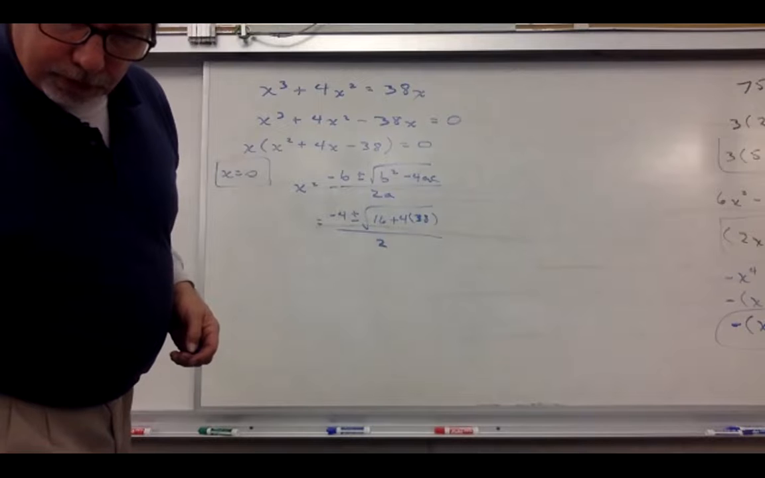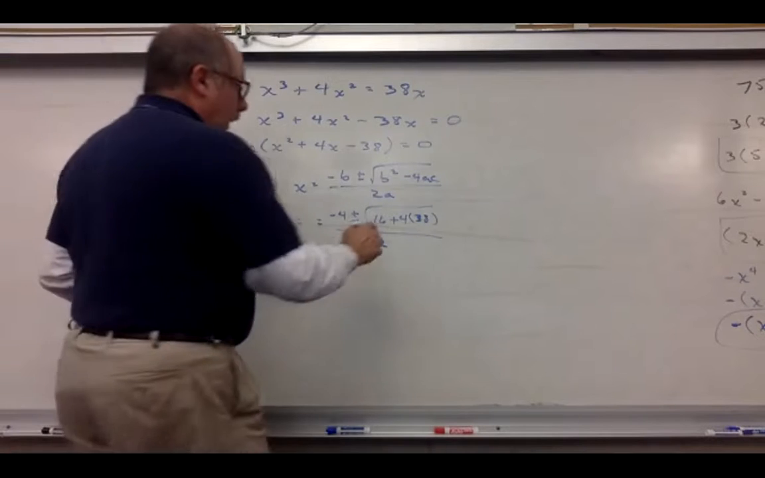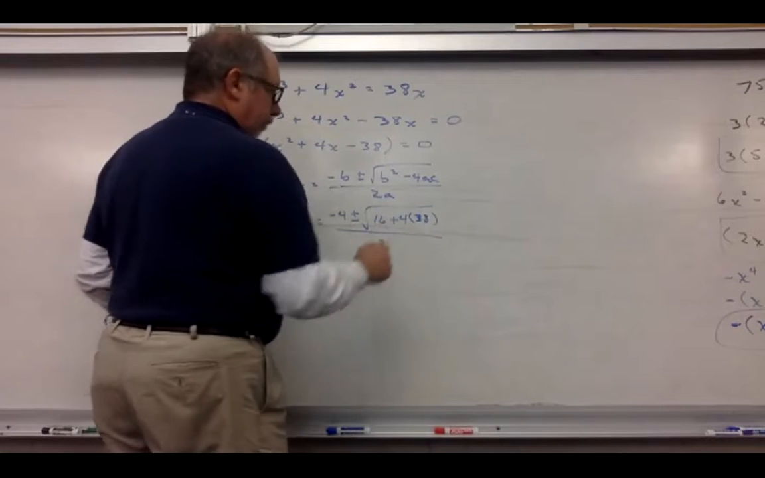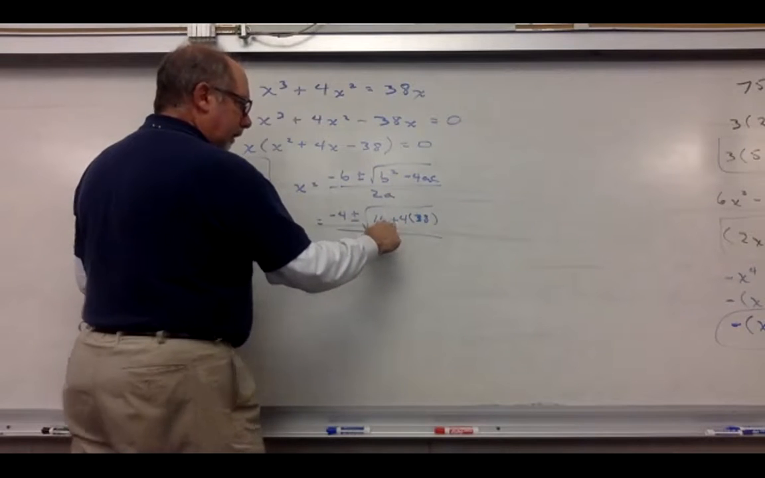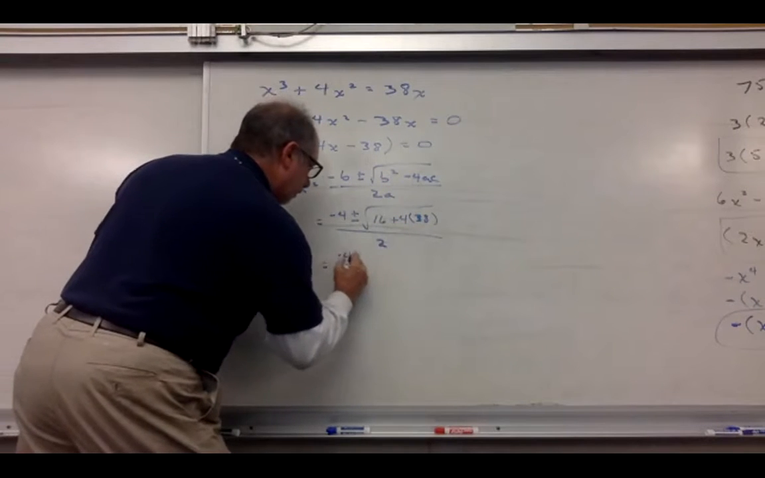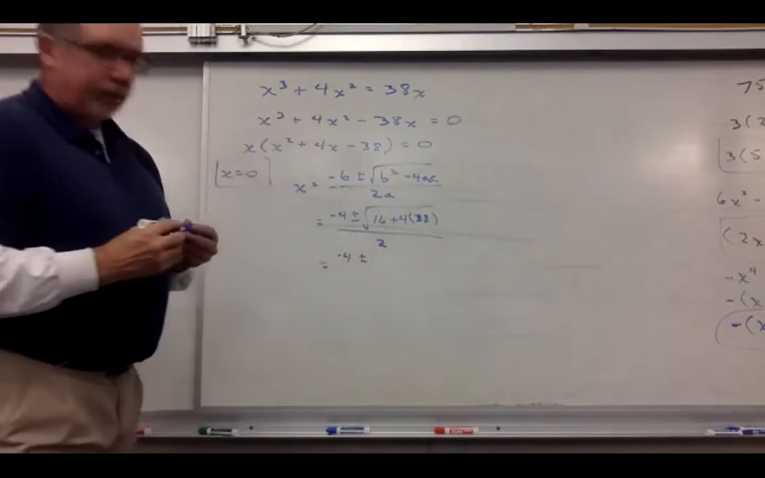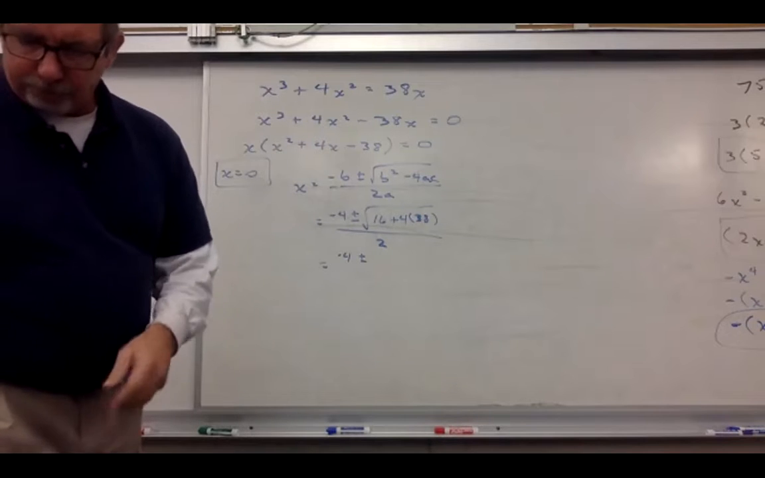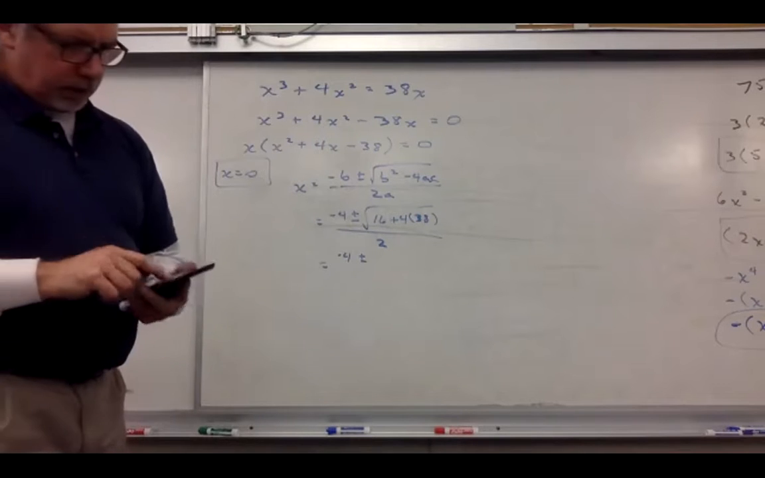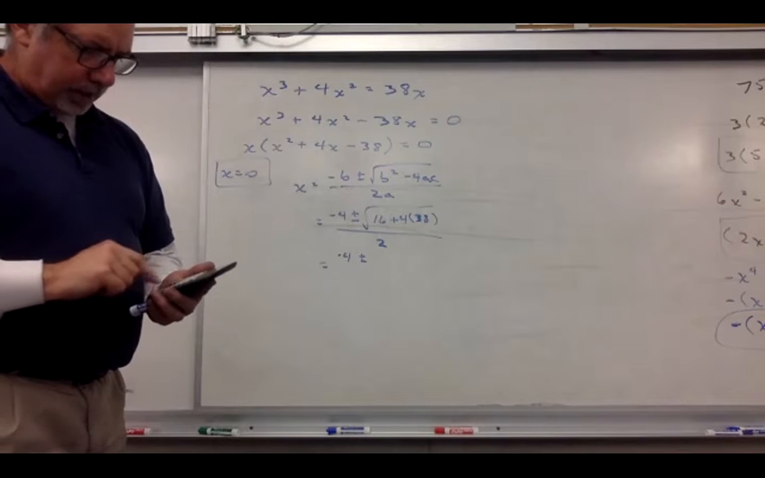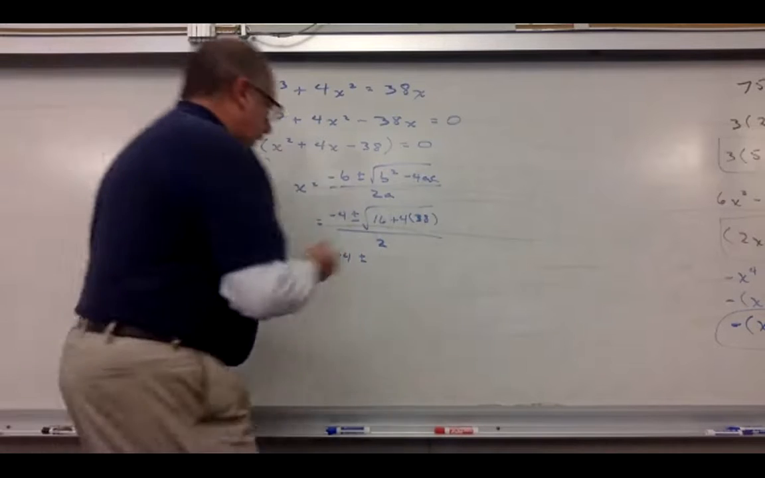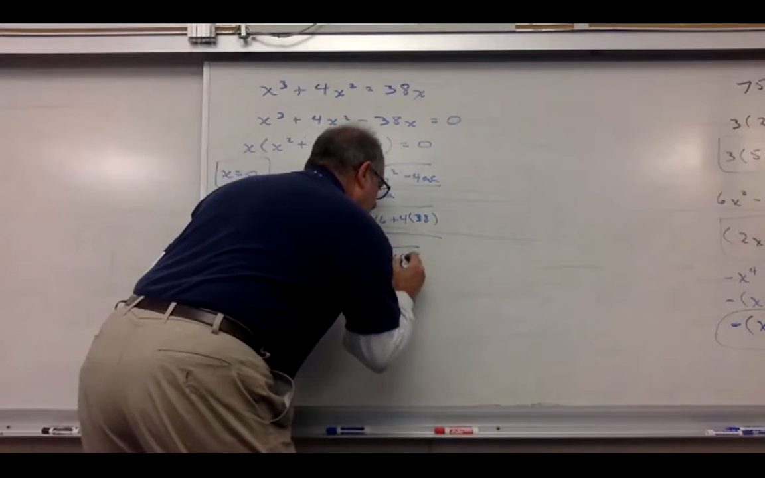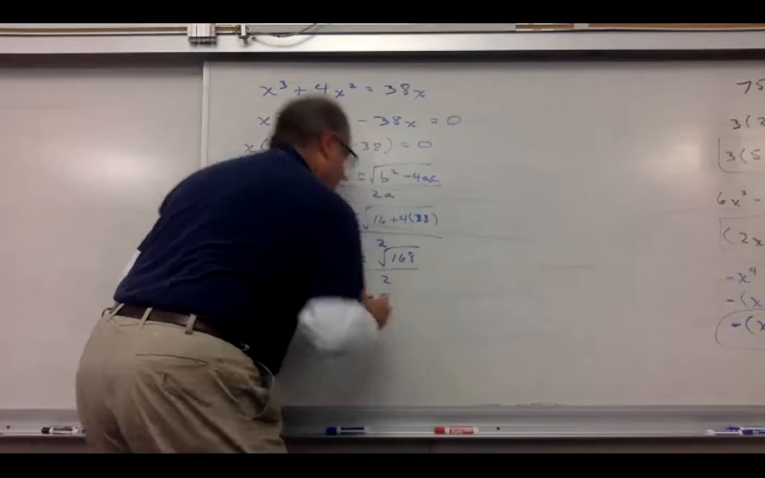Geez, I'm making mistake after mistake on this answer sheet. These answers are incorrect, because I made an error on the sign here on the answer sheet. So I'm going to do this myself. 4 times 38 plus 16 is 168. So this is plus or minus the square root of 168 over 2.